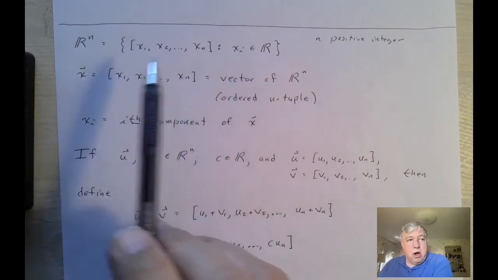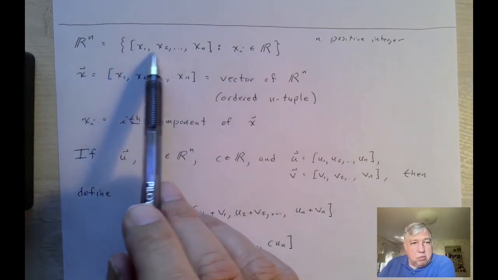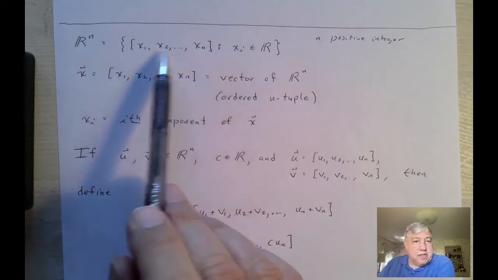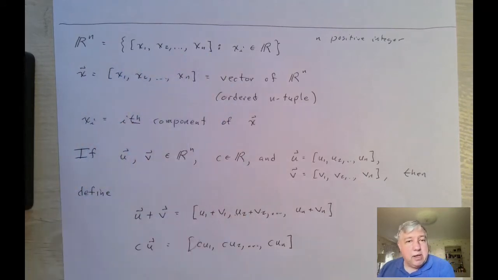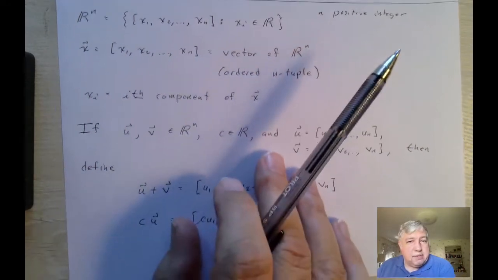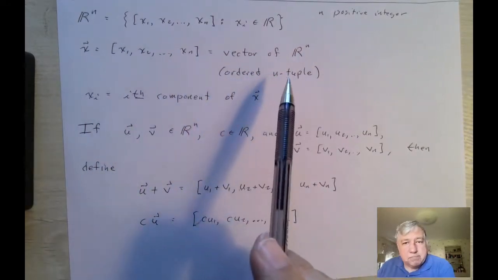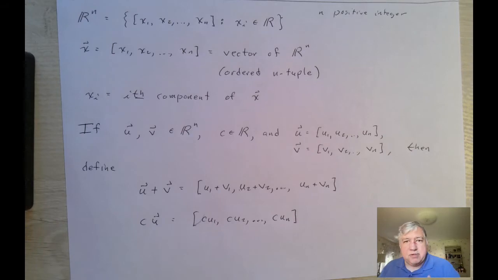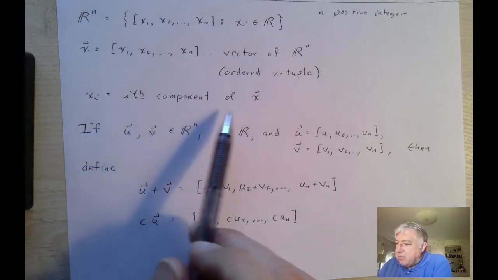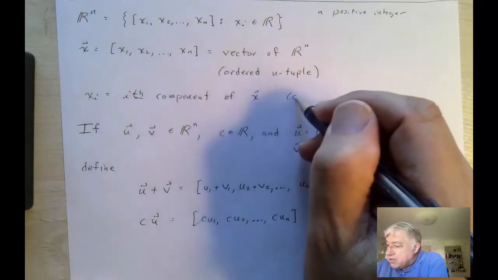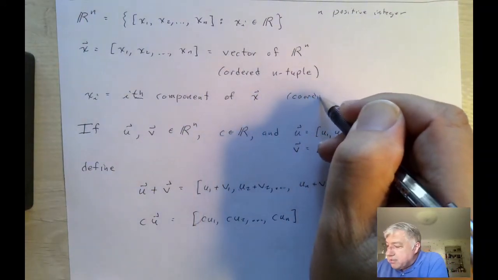What we call this is a vector of length n, because there are n components. This is an ordered n-tuple. Again, it's just a generalization of an ordered pair or an ordered triple, and xi is the ith component of x, or you could think of it as the coordinate if you want.